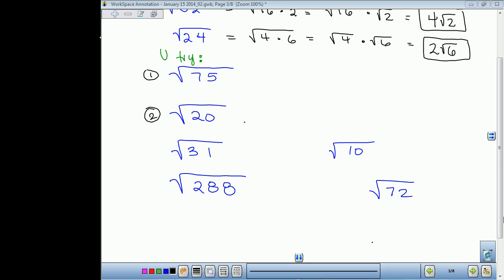Wait, so when we're doing it, does one of them need to be a perfect square? You're finding the largest perfect square factor. Yes. If there is no perfect square factor, then it doesn't simplify.